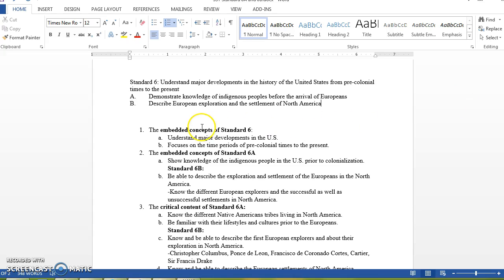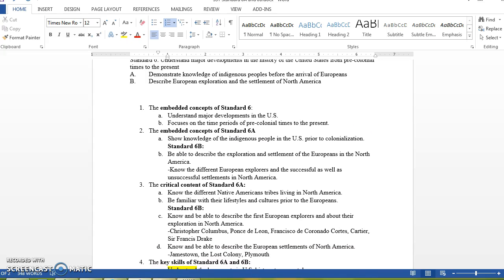First, I need to go look for the embedded concepts of Standard 6A and 6B, but I broke down Standard 6 as well. The first thing I need to do is understand major developments in the United States, and the time periods that I'm focusing on are from the pre-colonial times to the present. Now I get down to 6A and 6B.